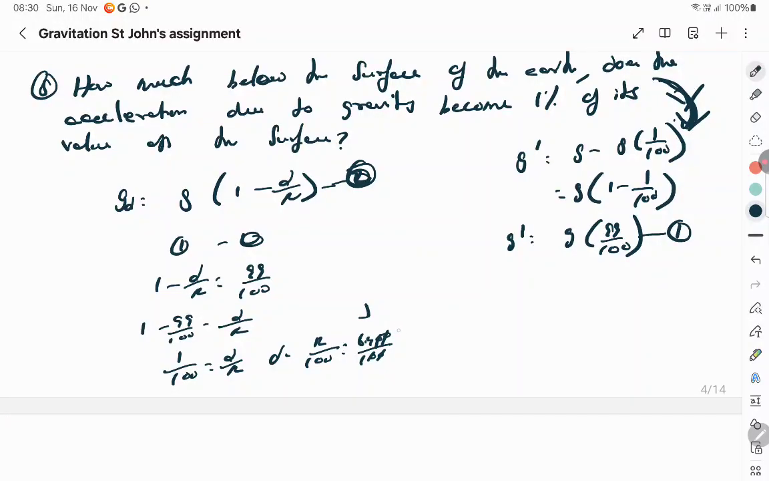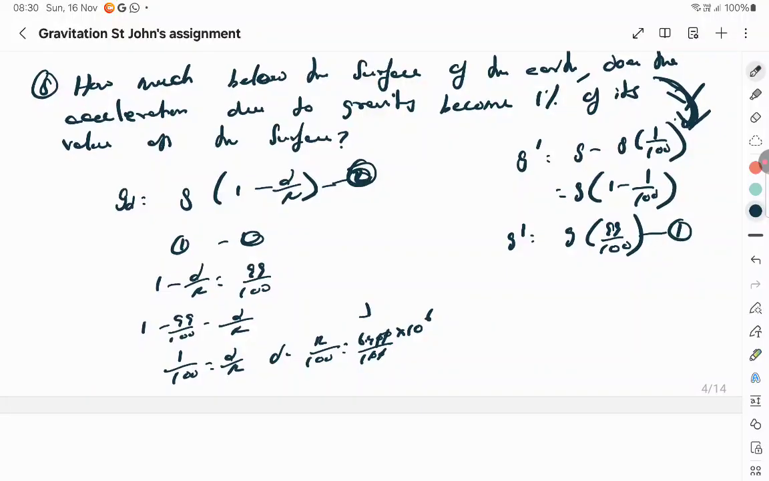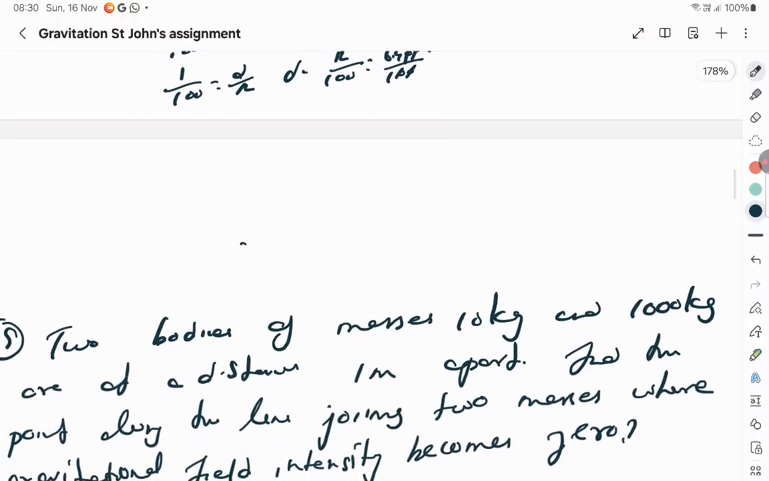6.4 into 10 to the power 6, the radius of the earth, right? 6,400 kilometers by 100, and so hence write what is the value. So let's go to the next sum.